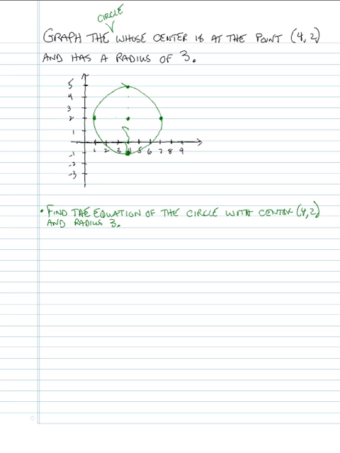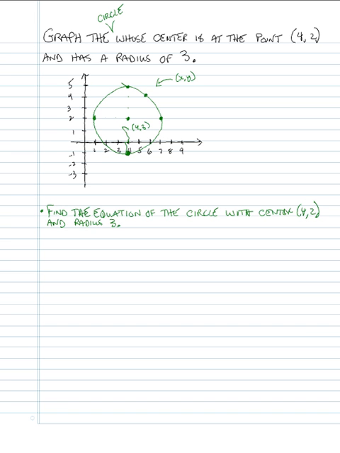What is an equation? Well, an equation is something that involves x and y, and the relationship between x and y calculates points that are on the circle. So let's just talk about a general point that is on the circle. We'll call that position x, y. Okay? Now, of course, the center here is 4, 2. Let's keep that in mind.